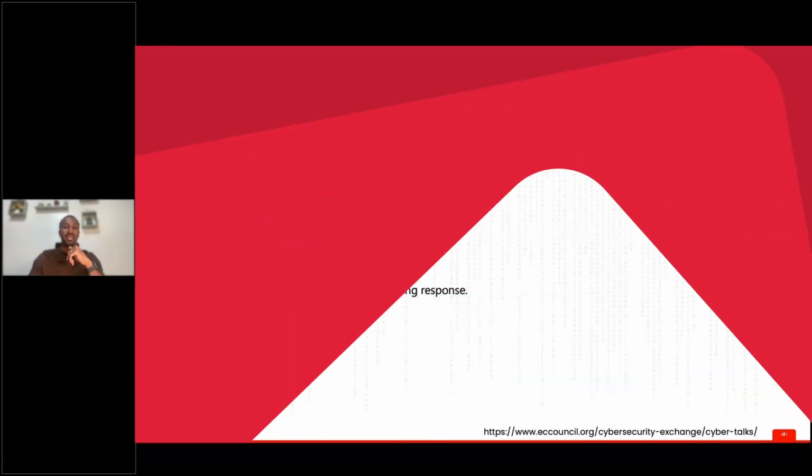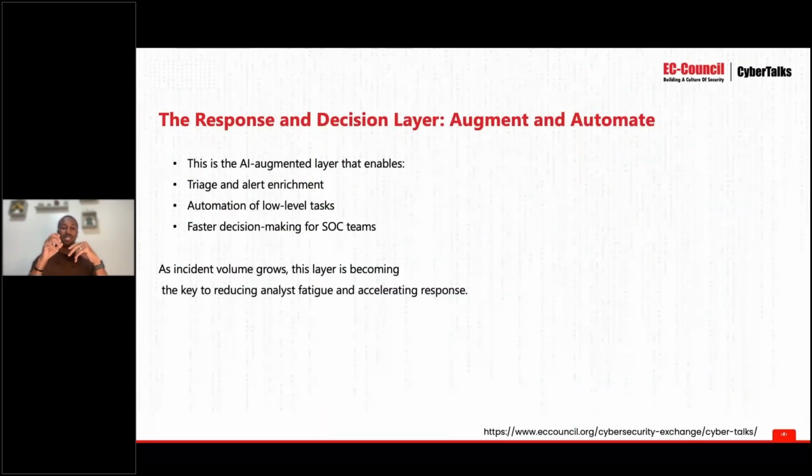Then we have the response and decision layer, where the AI-augmented layer helps with triage, alert enrichment, automating low-level tasks, and faster decision making for SOC teams. If you think that right now you're going to have a level 1 SOC team on site, it's not there anymore. AI tools are able to do level 1 SOC work when you have 1,000 or 2,000 or 3,000 alerts, depending on the size of your environment. They are able to separate all of those, clean them up, see what is repetitive, see what is really true and what is a false alarm, and take that to the security operations teams of levels 2, 3, and 4 so they know exactly what to focus on and can make sense of it.